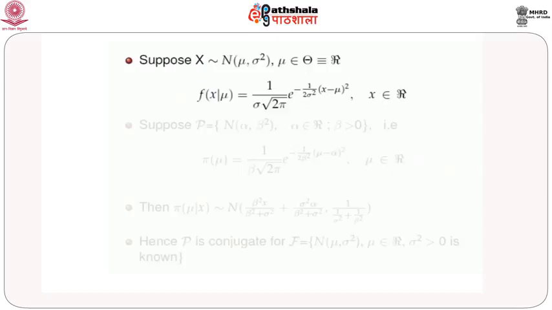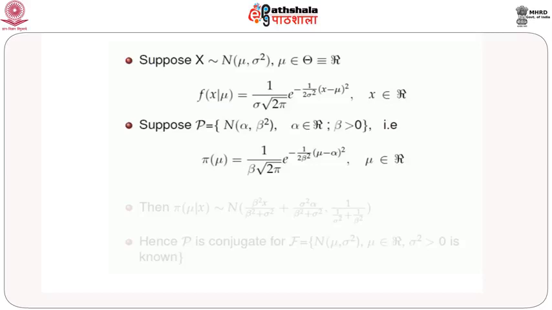So we look at an example. Suppose x is a random variable which is distributed as normal with mean mu and variance sigma square. Here we assume that sigma square is known and mu is any real number. So we all know that the density of the normal distribution with mean mu and variance sigma square looks like that given below.